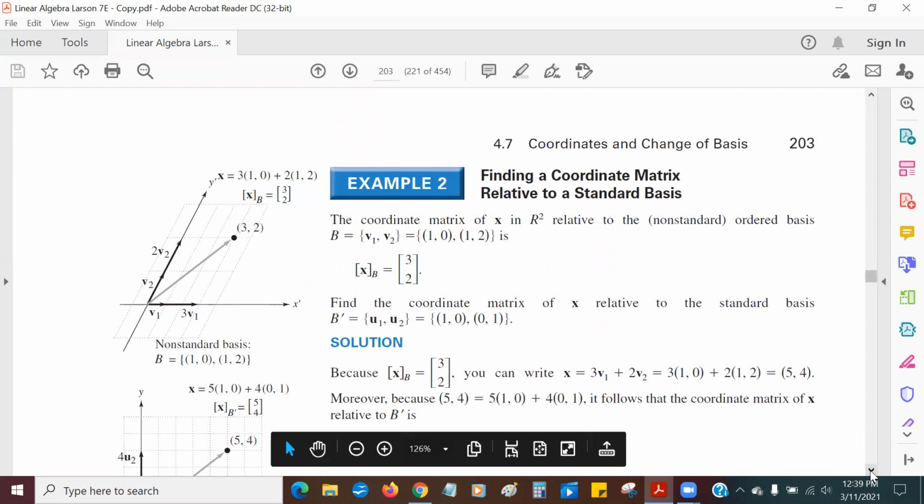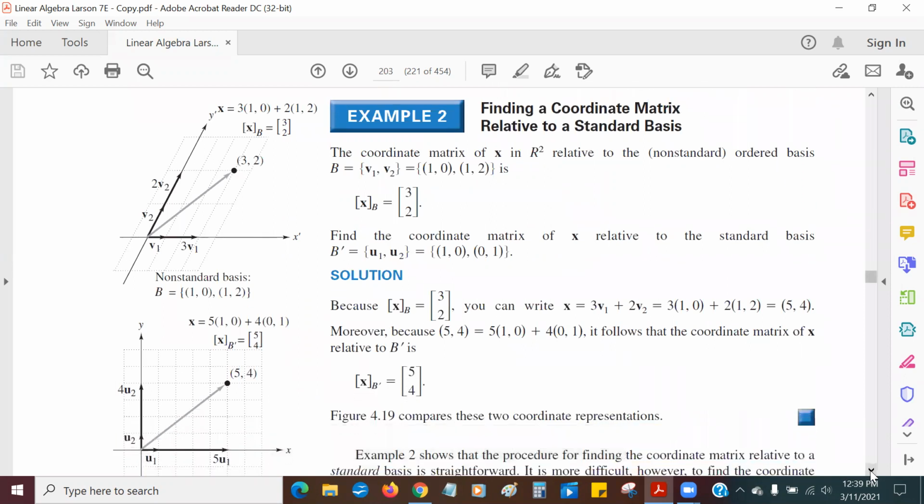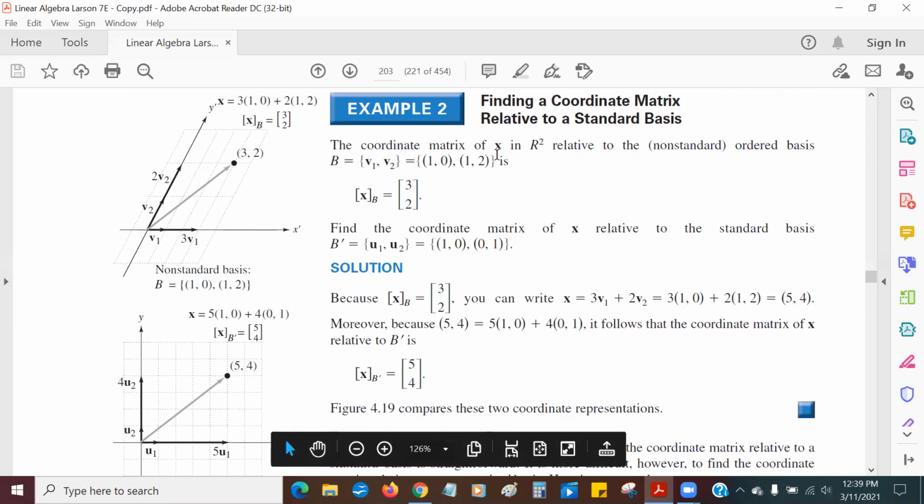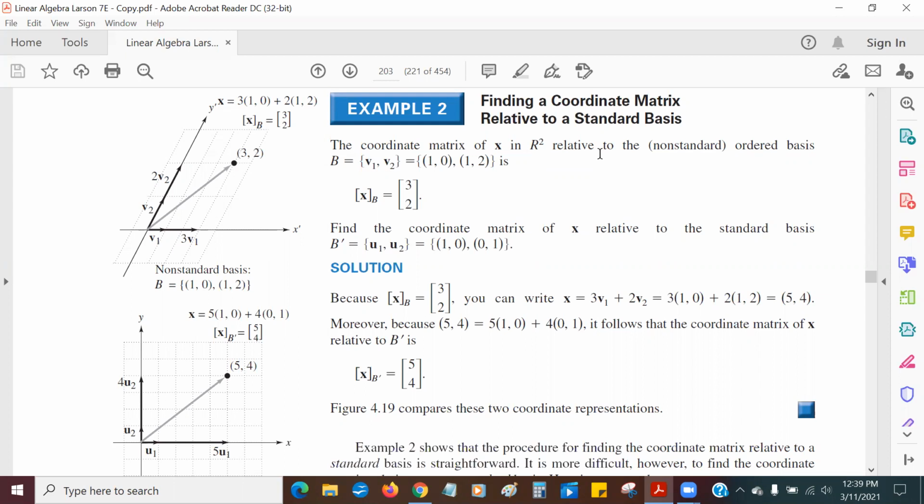Now let's do one where it's not the standard basis. We want to find the coordinates of x in R2, the coordinate matrix of a point relative to the non-standard ordered basis v1, v2, which is (1, 0) and (1, 2). So (1, 0), (1, 2) does form a basis for R2, but it's not the standard basis.